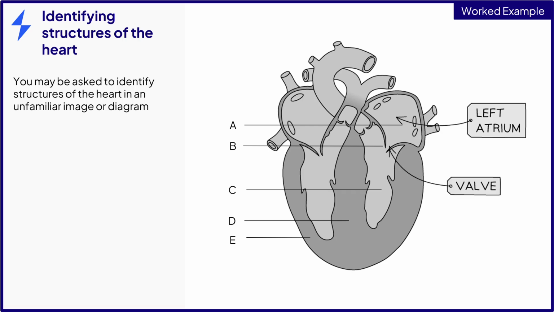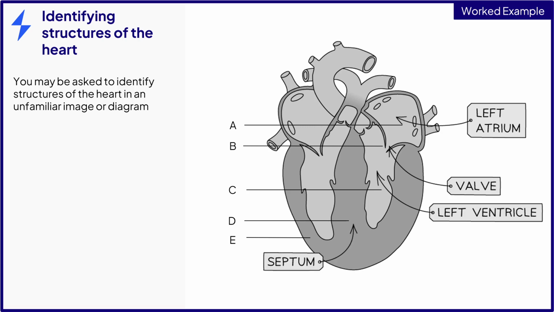At B, you can see one of the valves which separate the atria from the ventricles on each side of the heart. There are further valves located at the entrance to the arteries. Following that, we have the left ventricle at C. The ventricles sit below each atrium and are larger in size. Do be sure to name either left or right depending on which has been labelled. D is the septum. This is recognisable as it divides the heart in half lengthways. Finally, we can label the muscular wall at E.